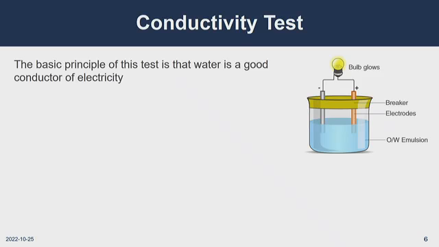If this emulsion is oil in water, meaning water is in higher amount, the electricity can be conducted. So then the bulb will glow or light. If we have the opposite, water in oil, then the continuous phase is oil.